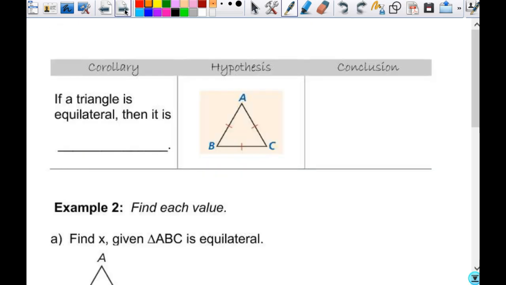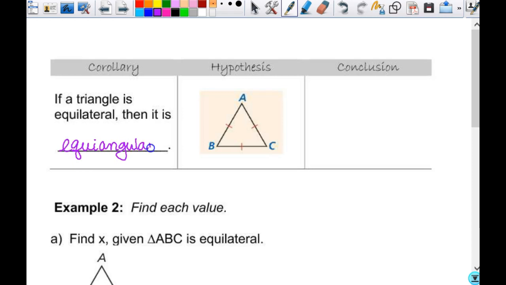Okay, so the next thing is a corollary. Remember, a corollary is just a theorem that comes from a theorem. And we're actually going to use the isosceles triangle theorem, even though we already know what the answer to this is, probably, right? If a triangle is equilateral, then it has to be what? Equiangular. Okay, not obtuse. Cannot be obtuse. Obtuse would be a no, but equiangular, yes.